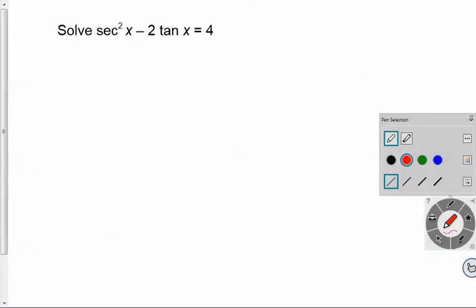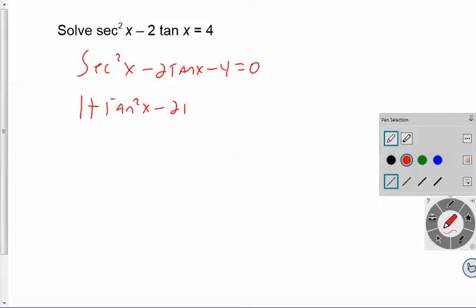Secant squared x minus 2 tan x equals 4. This one's interesting because you need to think a little bit about what you need. What can we do first? Well, the first thing I'm going to do is bring everything over. So I've got secant squared x minus 2 tan x minus 4 equals 0. We have a problem because we have secant squared and we have tan. Well, if we look at your foldable, you know that secant squared x is 1 plus tan squared x. So I'm going to go 1 plus tan squared x minus 2 tan x minus 4 equals 0.